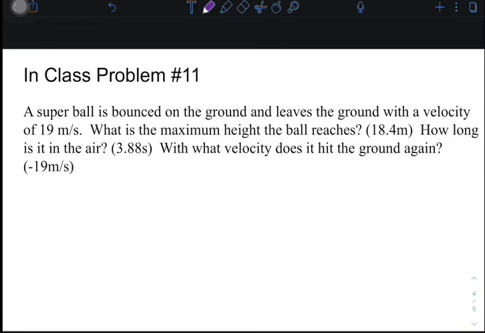In-class problem number 11 says a super ball is bounced on the ground and it leaves the ground with a velocity of 19 meters per second. What is the maximum height the ball reaches? Now, there are other questions, but for right now we're just going to pretend those questions aren't there. I often think a picture is helpful. So we have the ground, we have a ball, the ball goes up, and it reaches this max height.